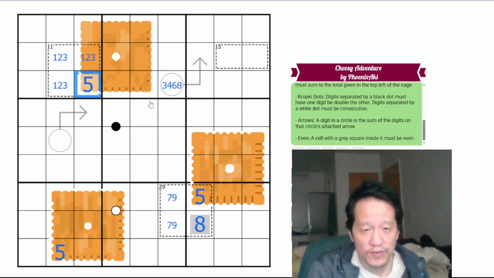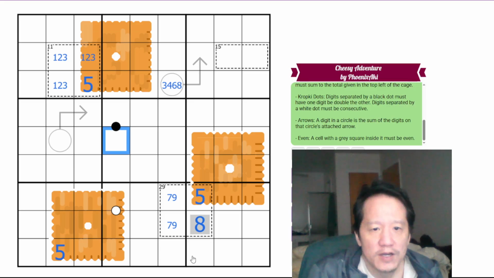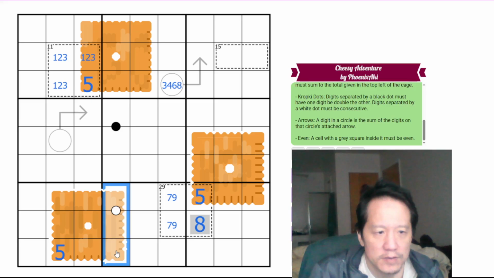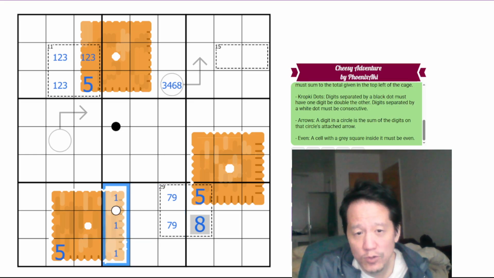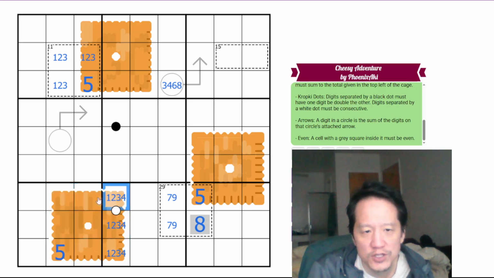Cannot be 5 because of the 5 in the row. Okay, what else do we have? These digits cannot be 7 through 9 because they're in the same box as a 7-9 pair. Therefore, they could be 1, 2, 3. No 5, because again, in this Cheez-It, you could have 4 here. You can't have 5 because you have no repeats within the Cheez-Its.